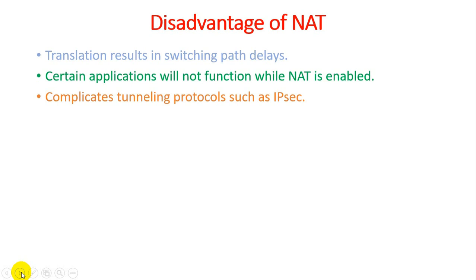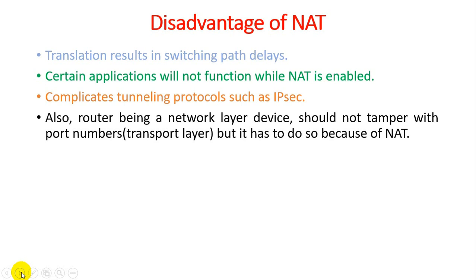And last, a router being a network layer device should not tamper with the port numbers, or we can say the transport layer, because in the transport layer they are just communicating with the other layers known as the network layer. They are never verifying particular ports, but it has to do so because of NAT. If we implement Network Address Translator, then this port verification functionality has to be done at the port layer, or we can say the transport layer. So there are the 4 disadvantages of Network Address Translator.